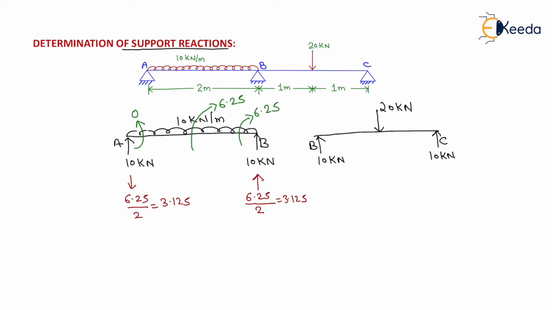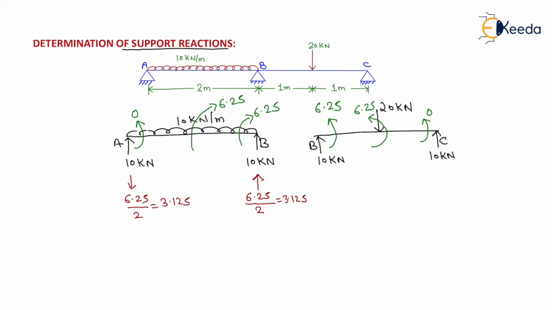Now, the moment acting at span BC will be equal to minus 6.25. So we have made the moment like this, that is in anti-clockwise direction of magnitude 6.25, and at span CB it will be 0. So we have made 0 like this. So the net moment acting on the span BC will be 6.25 in the anti-clockwise direction.